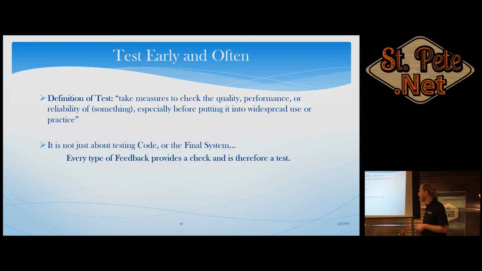Not just coding testing. Every type of feedback provides a check, right? If I have an idea and I talk to you about it, and you say, wow, it's a good idea, or that's a bad idea, or here's an alternative, you provide feedback to me, and that helps test my idea. Falls under that definition of test. So, you have user stories that are being put on the backlog. How are those user stories tested? How are they tested for completeness? How are they tested for quality? How are they tested for applicability?